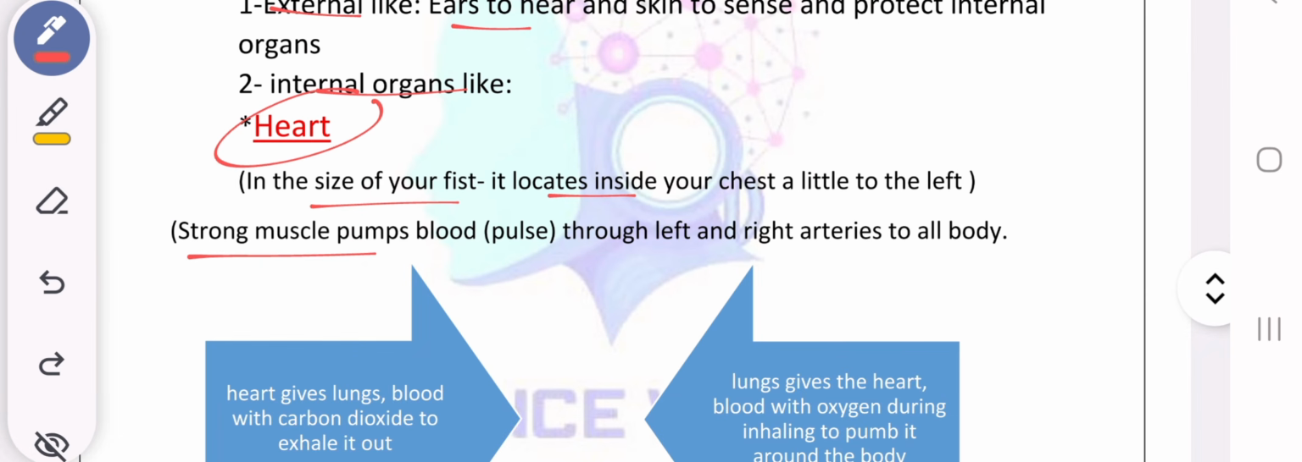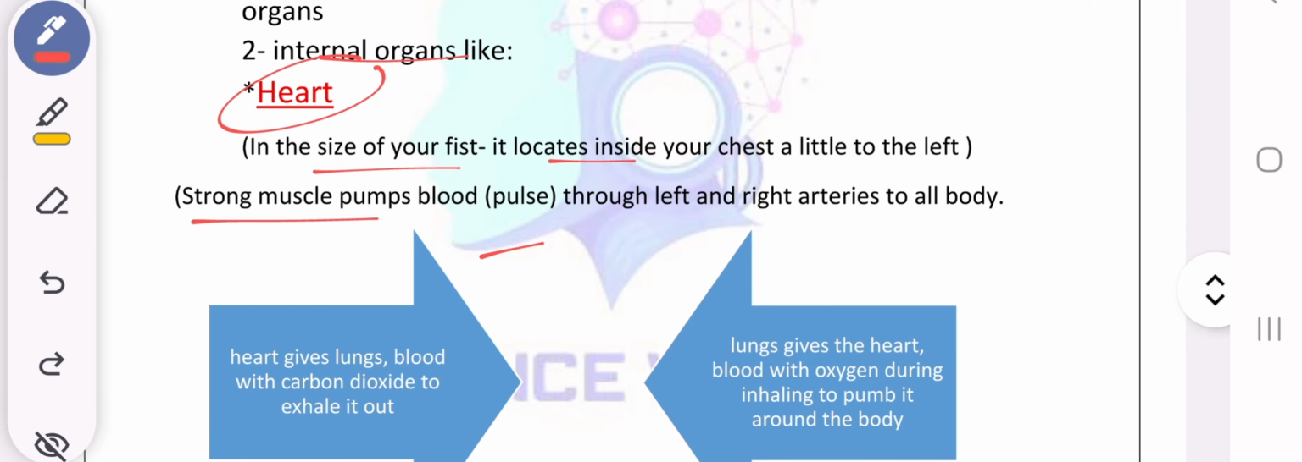So what is the heart? It's a strong muscle that pumps the blood. And each pump will be a pulse. Boom, boom. This is a pulse. And also it will pump the blood through what? Left and right arteries to the body, because the heart wants to deliver the blood to all the body.